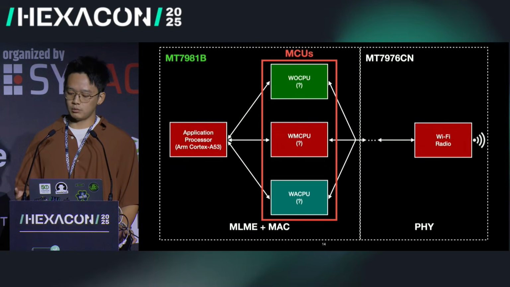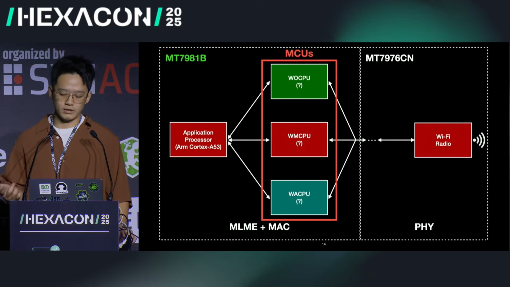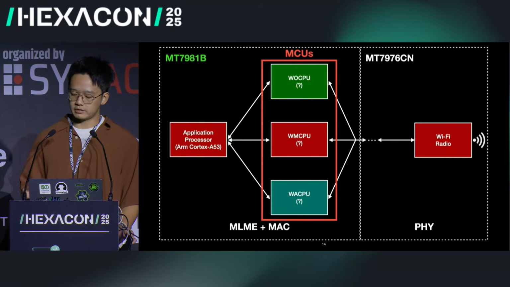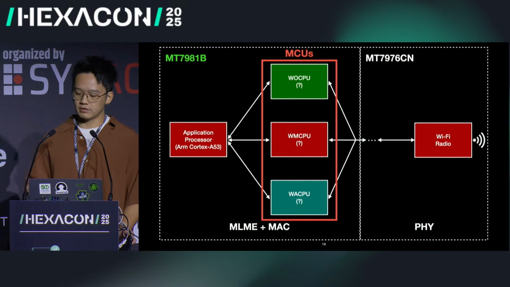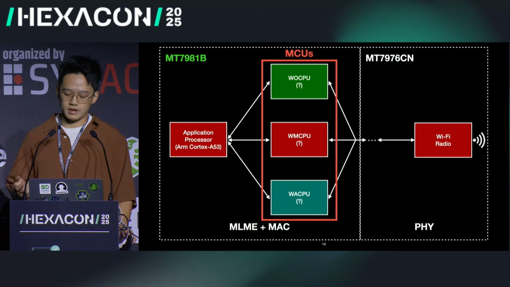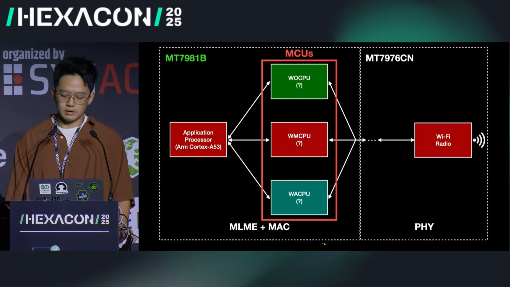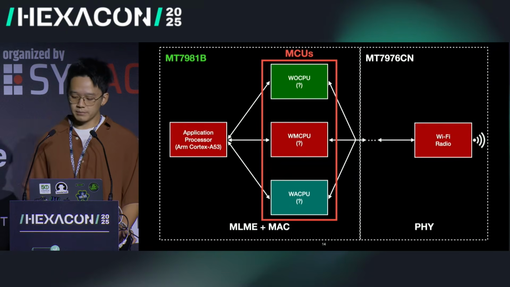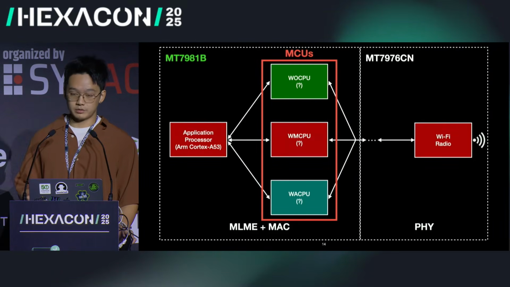After seeing what the Wi-Fi stack looks like, let's take a look inside the MediaTek Wi-Fi 6 router. It can be separated into 2 parts. The MT7981, which is a Wi-Fi SoC, and the MT7976, which is a radio frequency chip. The Wi-Fi SoC is made out of an application processor and 3 Wi-Fi MCUs.